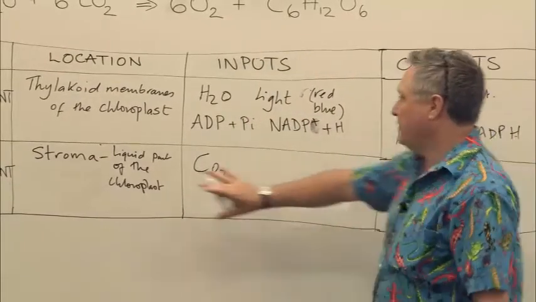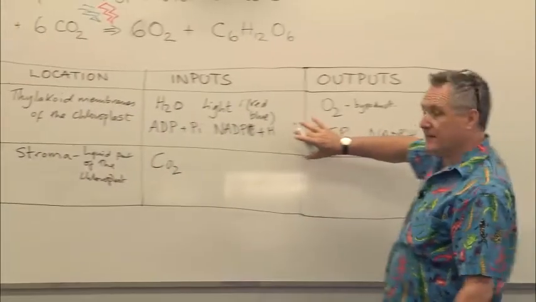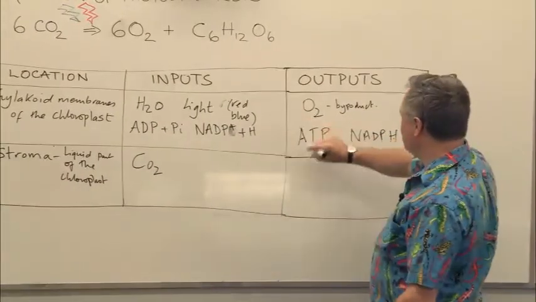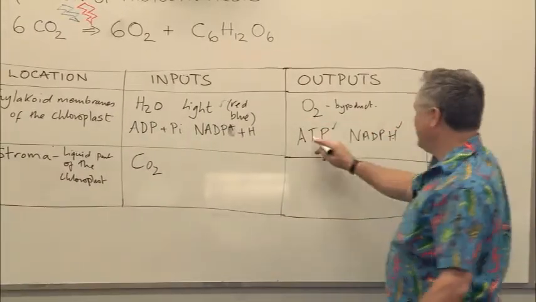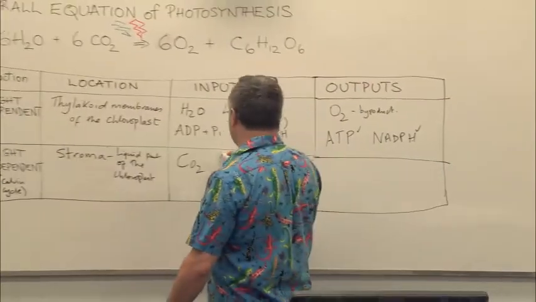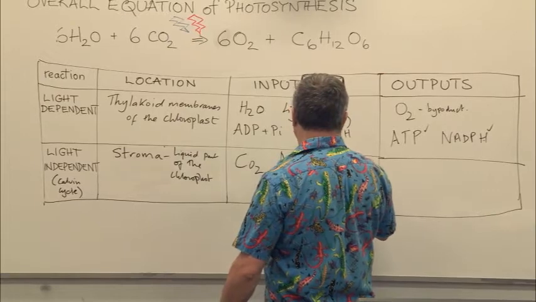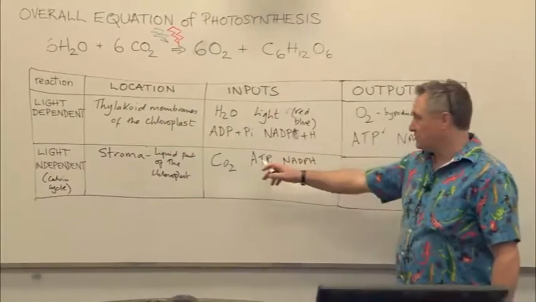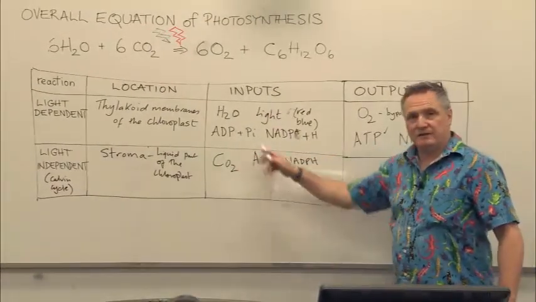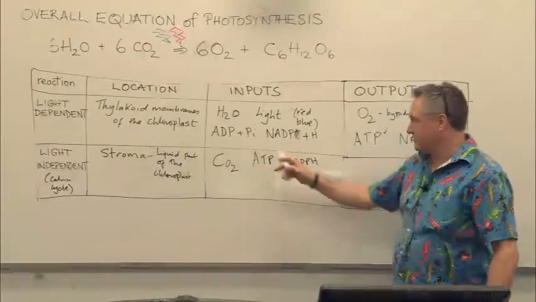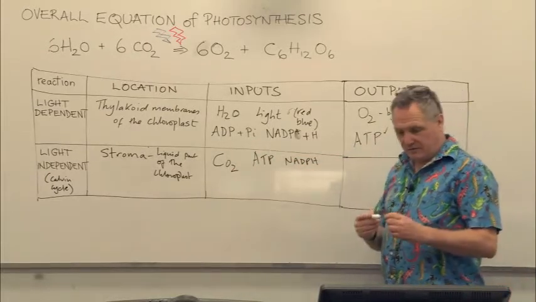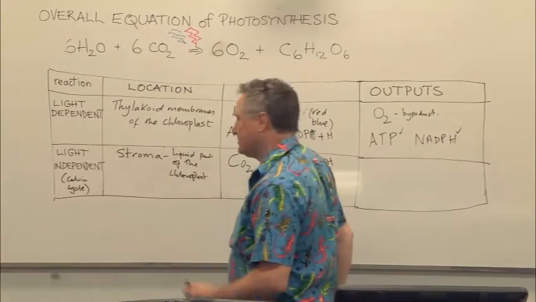And then other inputs for the light independent reactions are these two outputs, ATP and NADPH. As I said, these are the temporary energy stores that are created to drive this reaction, the Calvin cycle. Okay. Now, another thing we like to put in at this stage is.